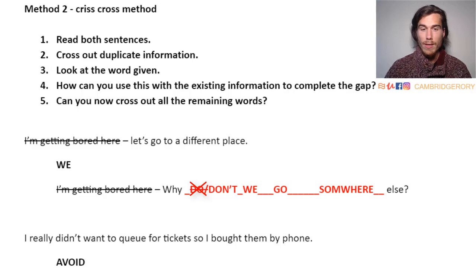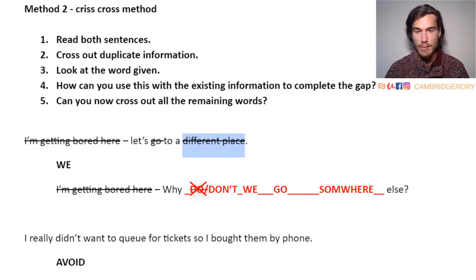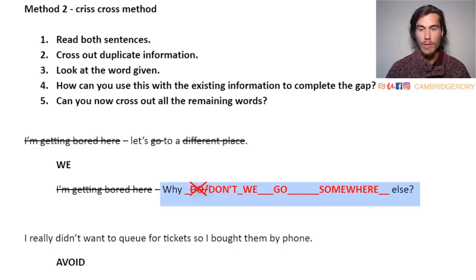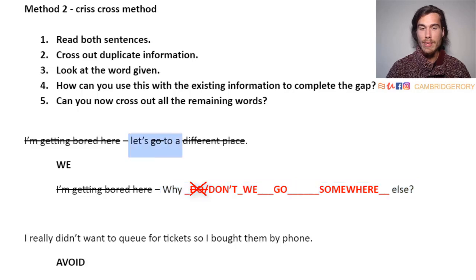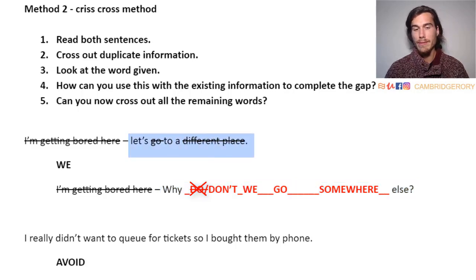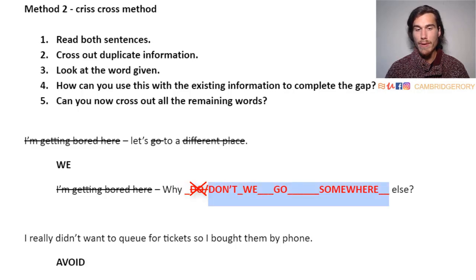We have done the word go. Different place is the same as saying somewhere else. If we use the word somewhere, we don't tend to put a small preposition before it. We say go somewhere without a preposition. So this suggestion, why don't we go somewhere else, is the same as saying let's go to a different place. So you would get 2 marks for this because we have used the word we correctly and the overall sentence is correct as well.